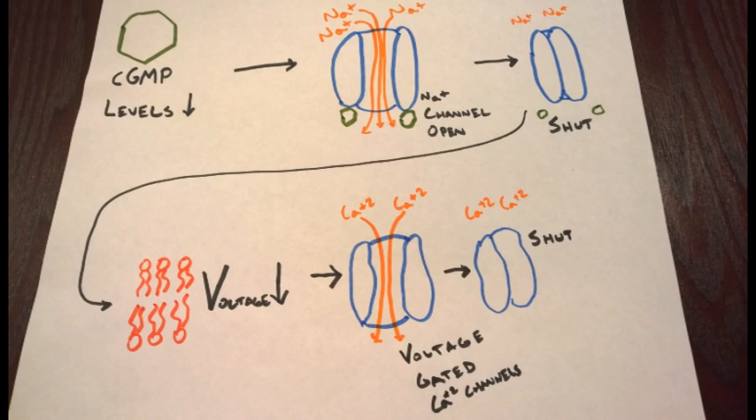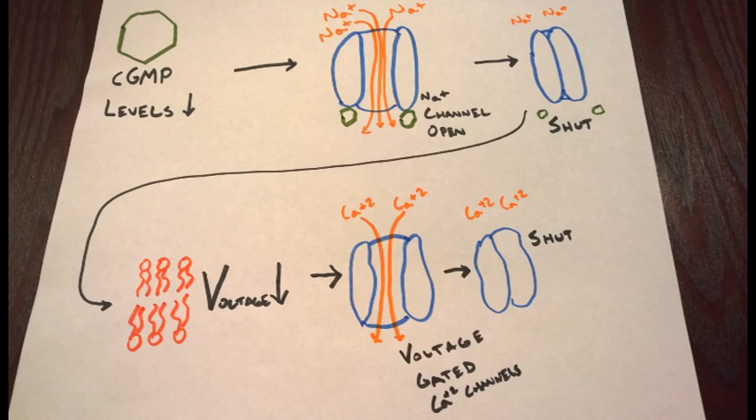Although the sodium channels have shut, the voltage-gated potassium and calcium channels are still open. This continuing flow of potassium results in the cell hyperpolarizing and becoming more negative. Once the cell membrane reaches a potential of approximately negative 70 millivolts, the calcium channels shut. This stops the flow of calcium into the cell.